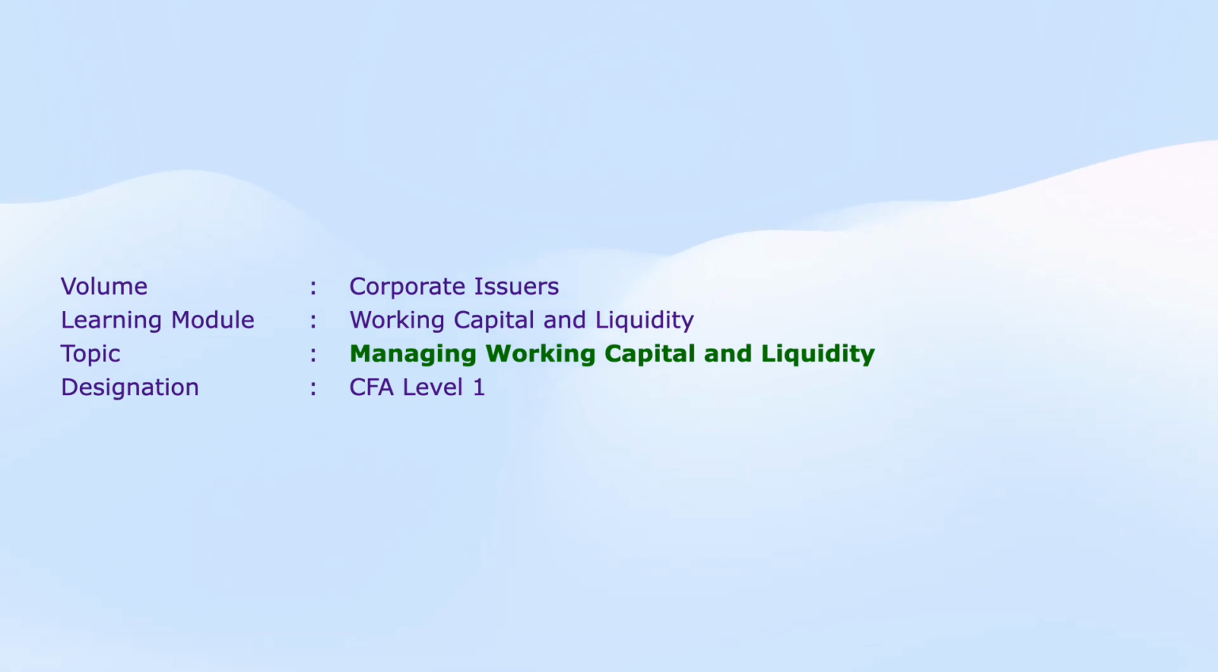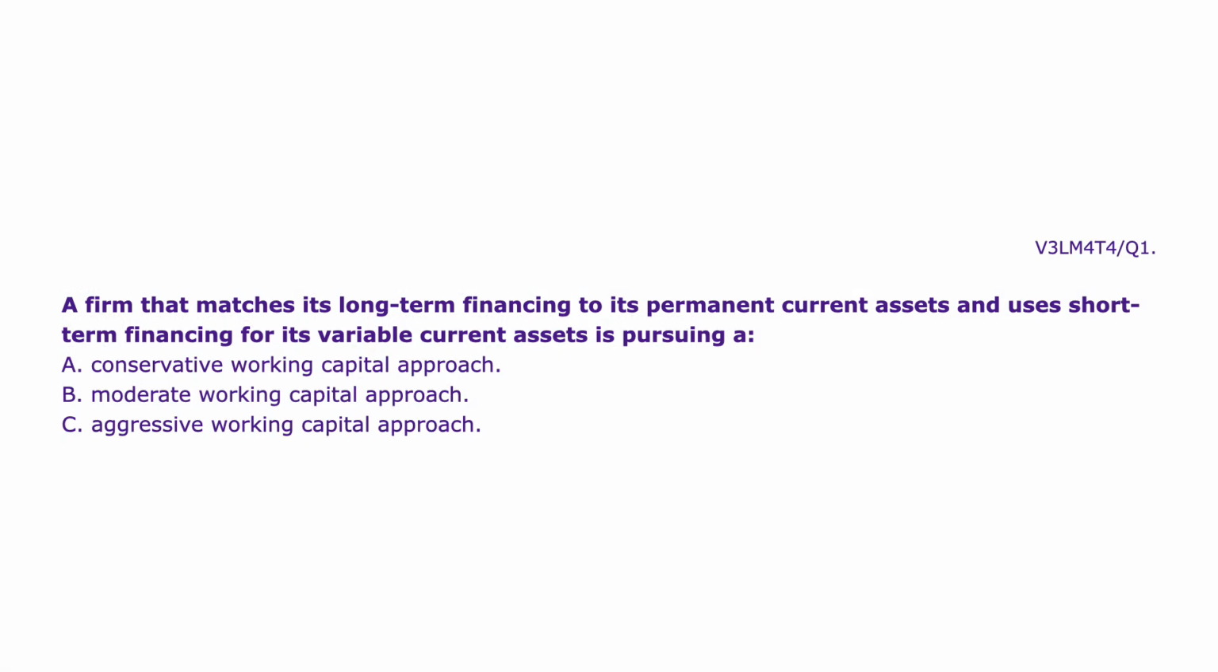Topic: Managing working capital and liquidity. A firm that matches its long-term financing to its permanent current assets and uses short-term financing for its variable current assets is pursuing: A, conservative working capital approach, B, moderate working capital approach, C, aggressive working capital approach.